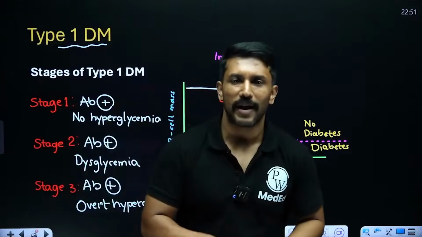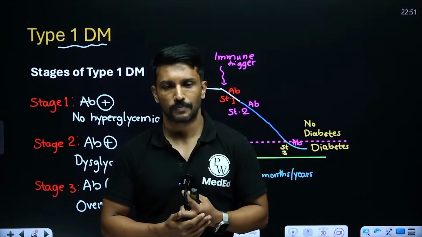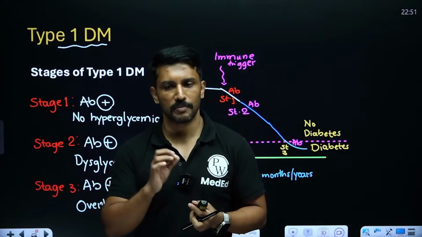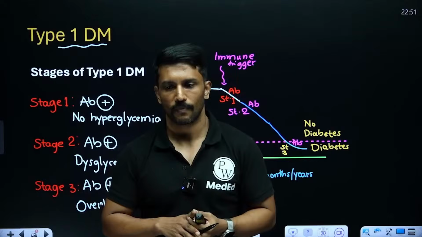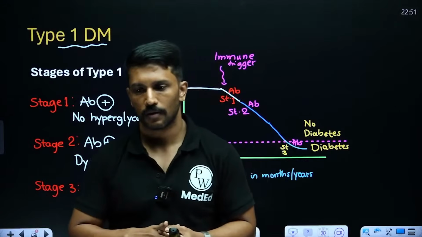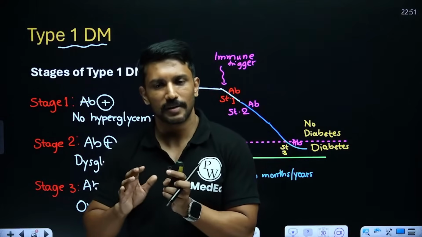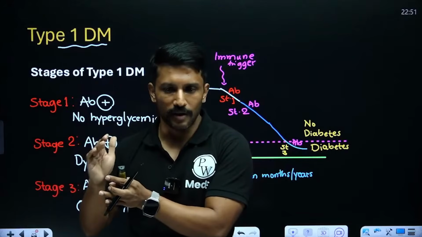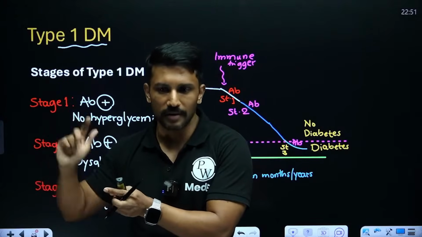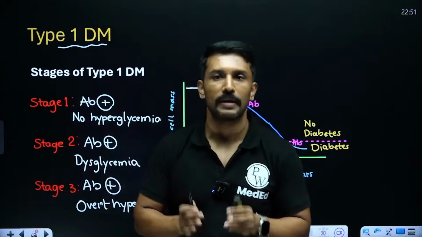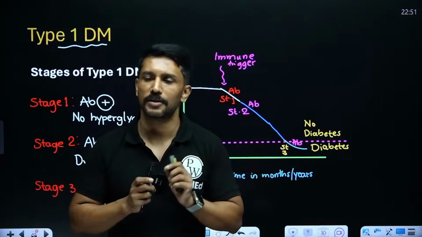Can this patient be managed without insulin? Dysglycemia means impaired glucose regulation, but blood glucose levels are not in the range where I can call it diabetes. Yes, these patients cannot be managed without insulin.